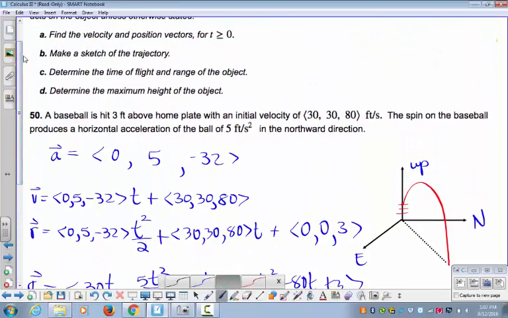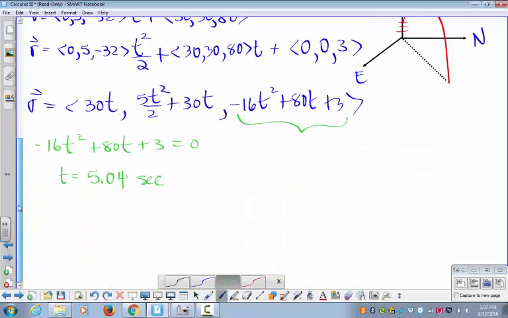So the velocity and position vectors, we did that. Sketch of our trajectory. Determine the time of flight. Okay, we just found that, and that's how long it's flying. And then the range. We're going to have to take that t value and plug it back in to figure out what these x and y components are. Once we know those, we can do the Pythagorean theorem and get the distance, i.e. the range. So the range will be the square root of the sum of the squares.